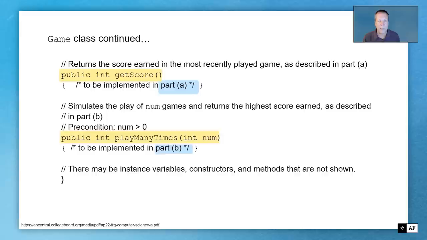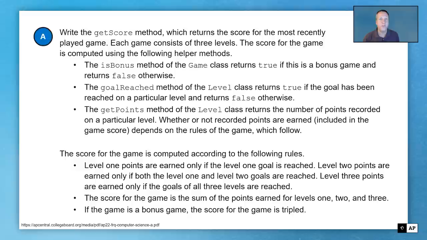Part A says, if you've downloaded the document or have the whole question printed out, we're going to write the getScore method. It returns the score for the most recently played game, and each game consists of 3 levels.